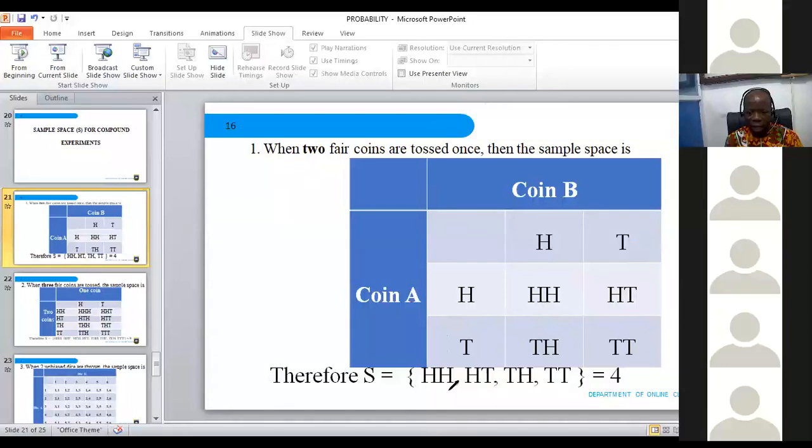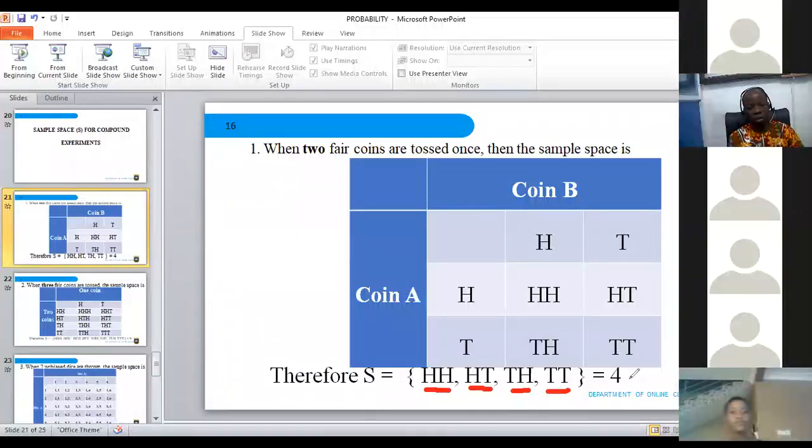Now we have head, head. This is 1. Are you okay? Head, tail. This is 2. Tail, head. This is 3. Tail, tail. So we have 4. So the number of events here is 4. And that is the universal set. That is the sample space. Is that clear? Yes, sir.